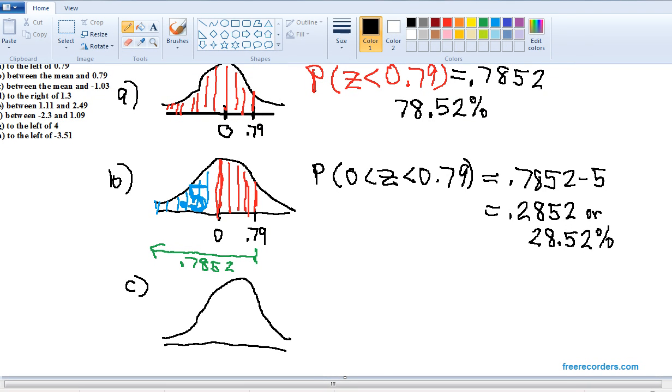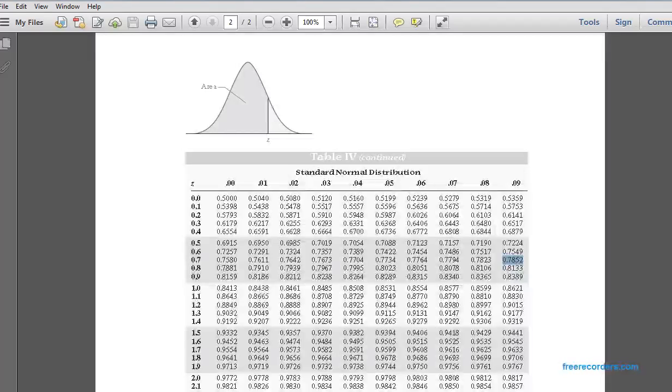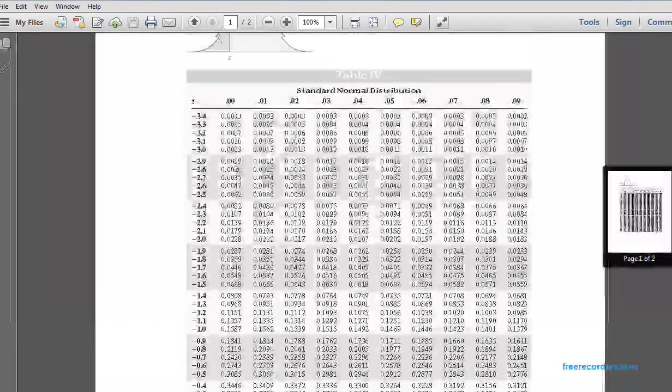Now, part C is asking us for the probability between the mean and negative 1.03. All right, the mean is 0. Negative numbers are to the left of the mean. So in this problem, we are being asked for this area right here between 0 and negative 1.03. Now, we know that the area all the way to the left of 0 is always 0.5. We're now going to look up negative 1.03 in our table.